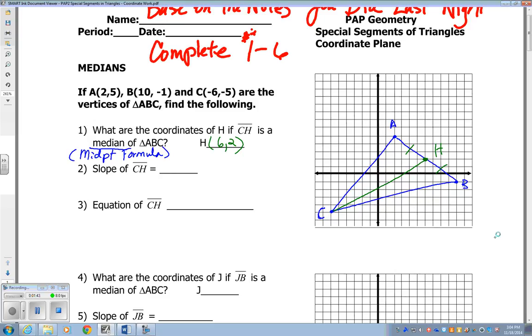And we needed to come up with the slope. Hayden: 7/12. You just count your rise over run. Very good, 7/12.